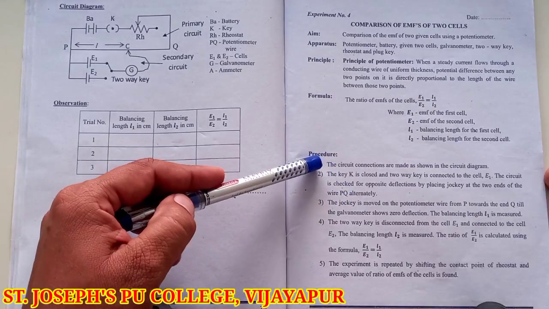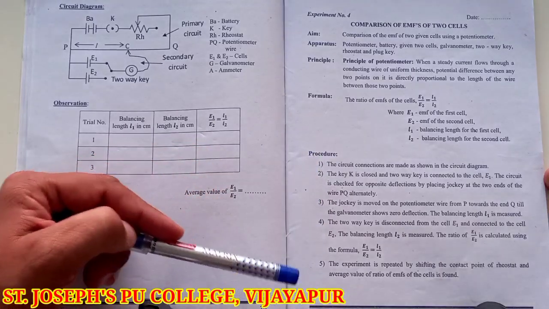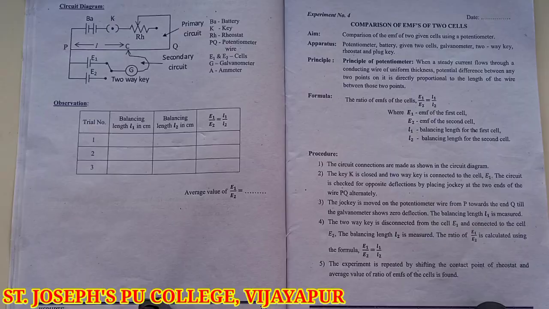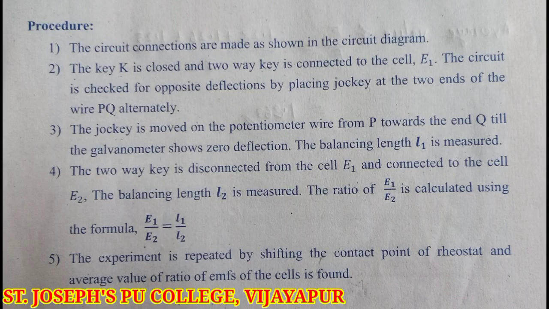Okay, we have to go for the procedure, how to do the experiment. Now let us see the procedure. The circuit connections are made as shown in the circuit diagram. Next, the key K is closed and the two-way key is connected to the cell E1. The circuit is checked for opposite deflection by placing the jockey at the two ends of the wire PQ alternatively. The jockey is moved on the potentiometer wire from P towards the end Q till the galvanometer shows zero deflection. The balancing length L1 is measured.